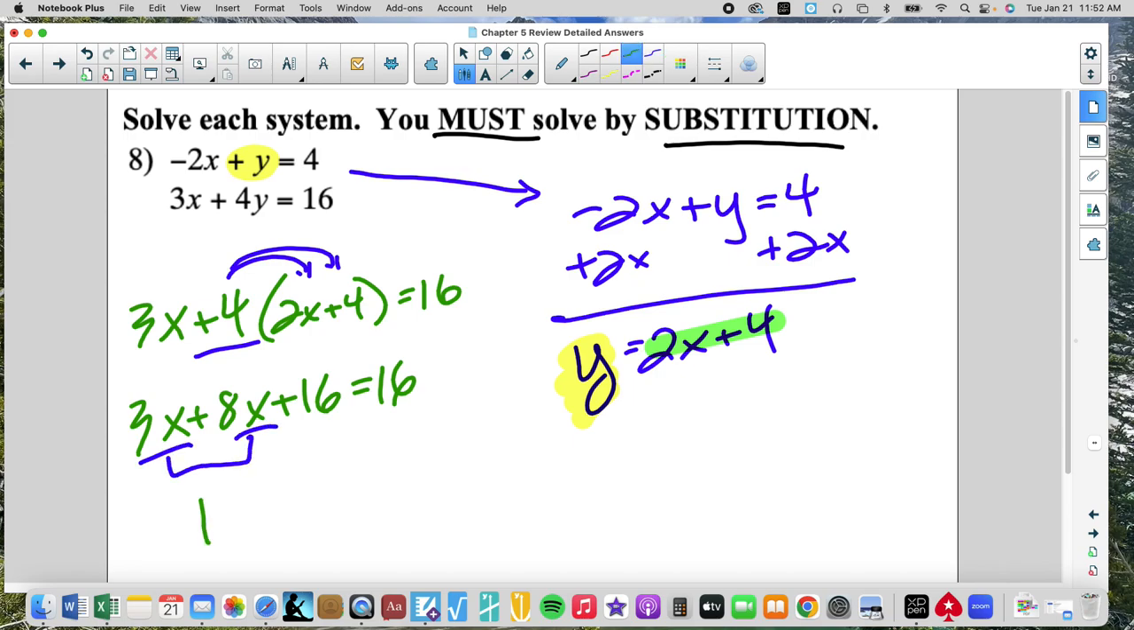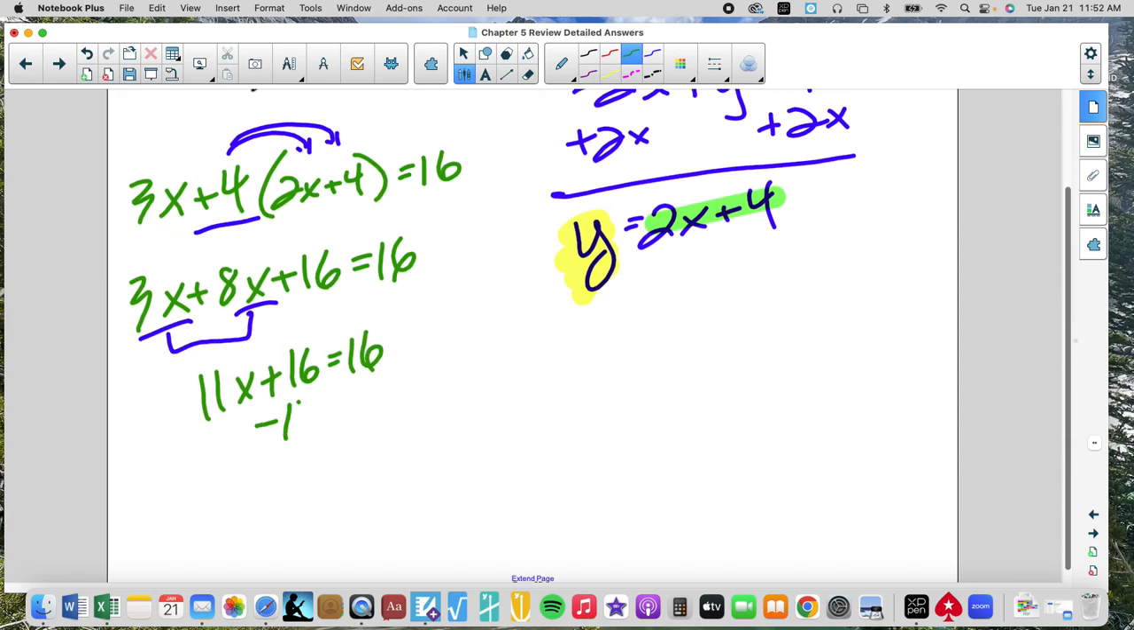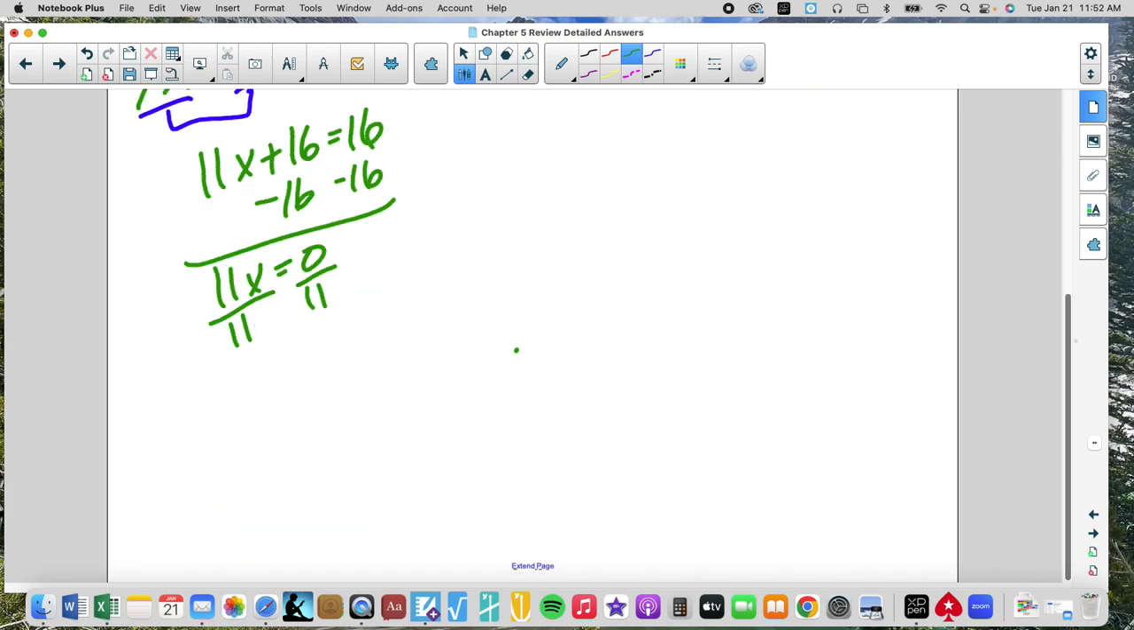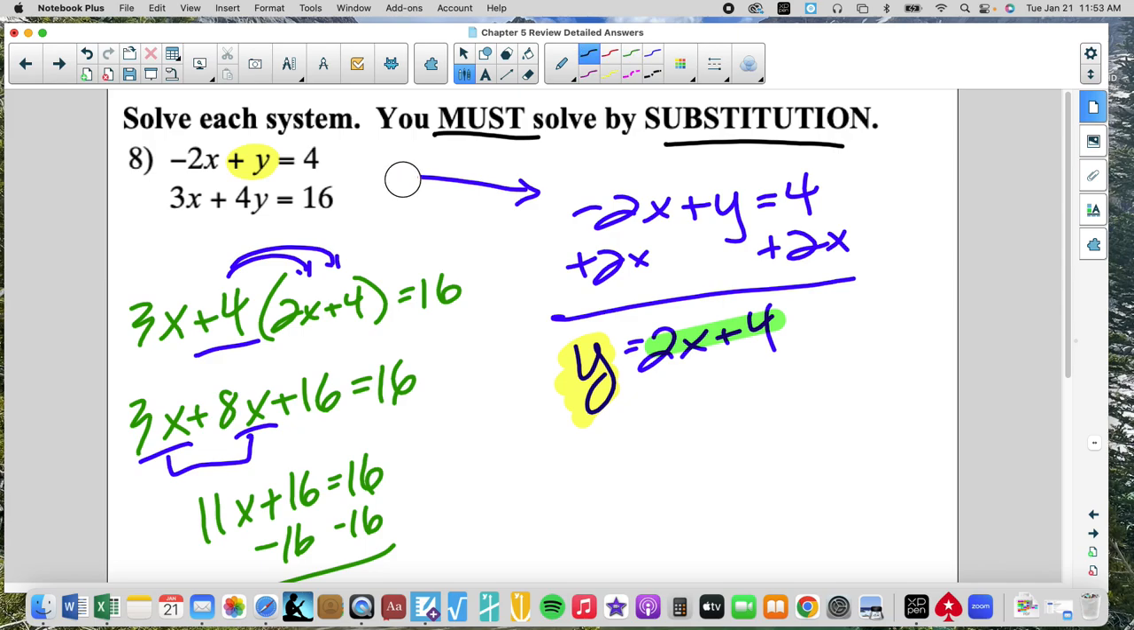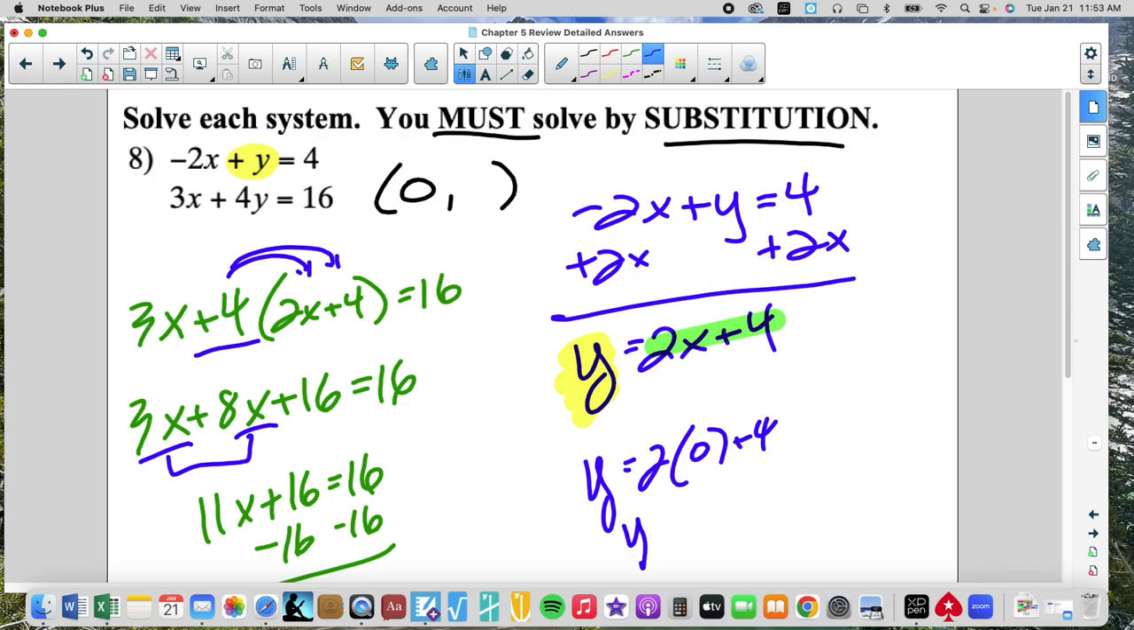11x plus 16 equals 16. Let's minus 16, move the constants, divide by 11, and x equals 0. 0 can be a solution. That can be a location. So I know my x is going to be 0, and now I'm going to use that in this. 2 times 0 plus 4 equals 4. So when x is 0, y is 4, and that's the solution.